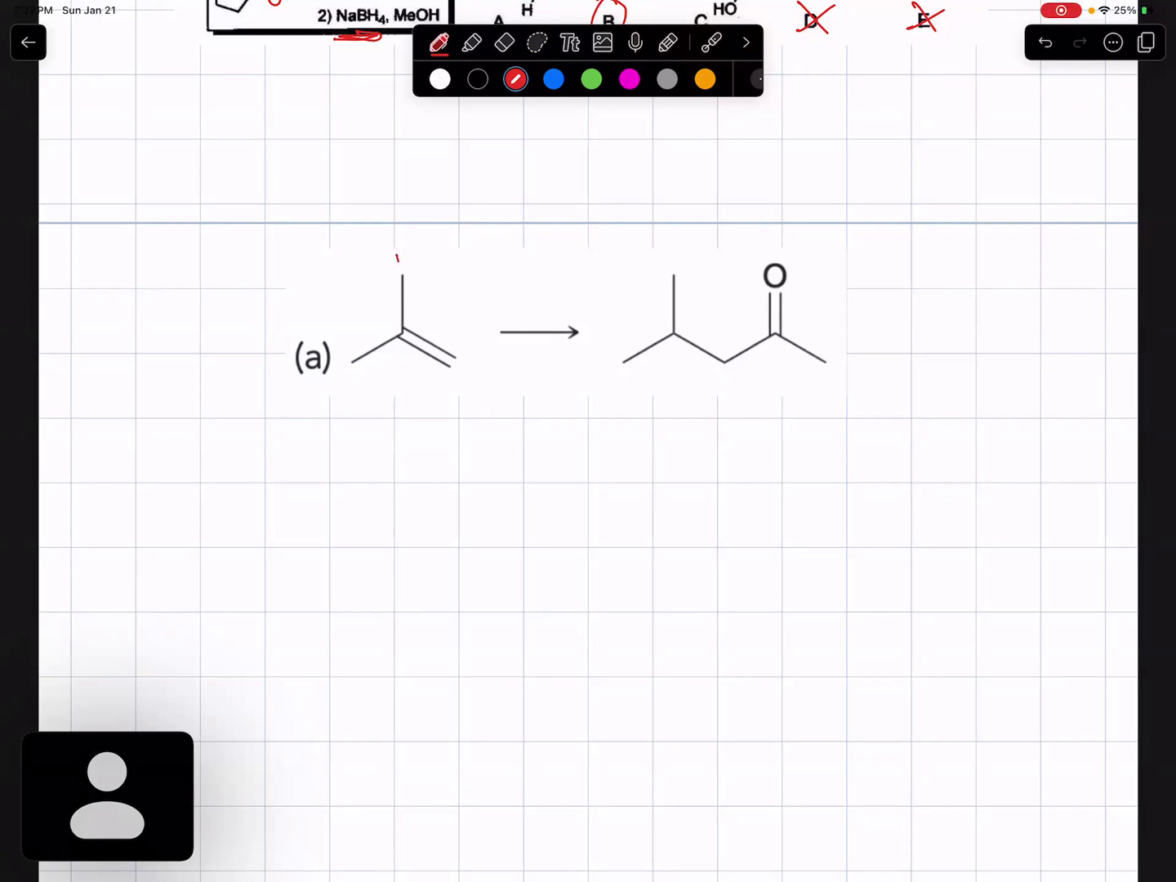All right, here we have 1, 2, 3, 4 carbons. Here we have 1, 2, 3, 4, 5, 6 carbons. So somehow we added 3 more carbons. Interesting. Okay, how are we going to add those 3 more carbons?